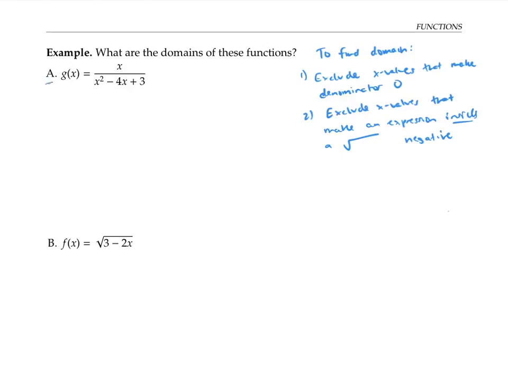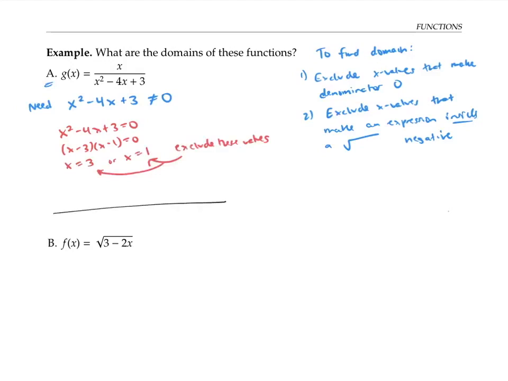For the function in part A, we don't have any square root signs, but we do have a denominator. So we need to exclude x values that make the denominator 0. In other words, we need x squared minus 4x plus 3 to not be equal to 0. If we solve x squared minus 4x plus 3 equal to 0, we can do that by factoring, and that gives us x equals 3 or x equals 1, so we need to exclude these values.